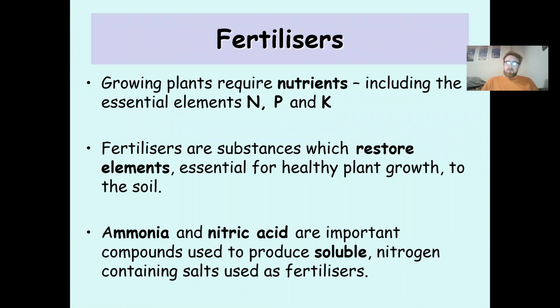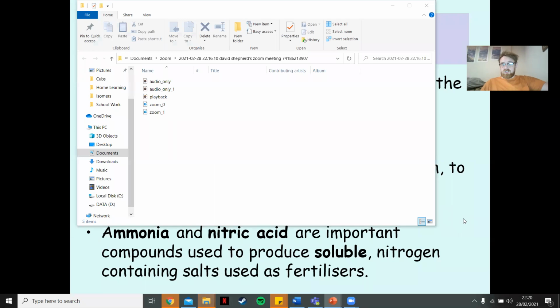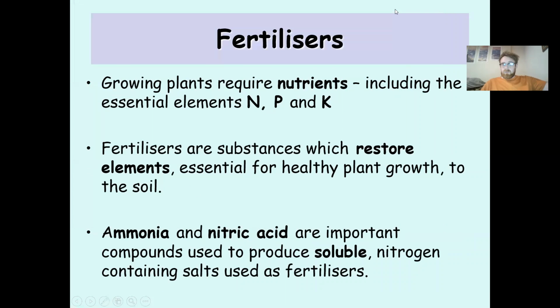So, the basics of fertilisers is that growing plants requires nutrients, and the main nutrients that plants require to grow healthily is nitrogen, potassium, and phosphorus, the NPK elements. Fertilizers are substances which restore elements to the soil, and there's two main compounds that can be used in the production of fertilizers. That's ammonia and nitric acid. They're mostly used because they produce soluble nitrogen-containing salts.